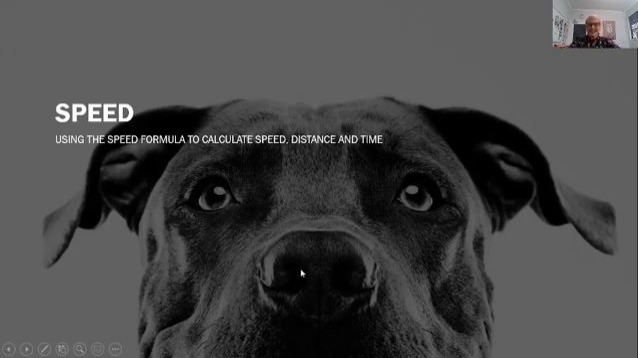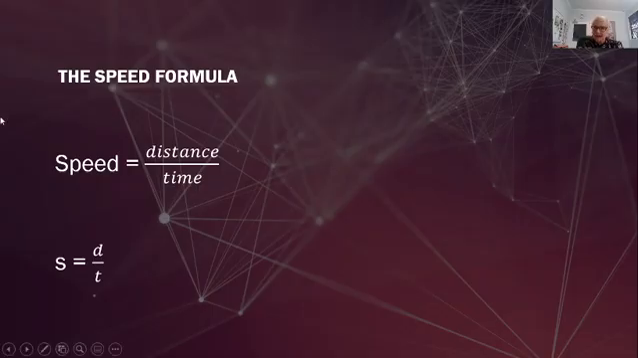Okay, so we had this. So we're looking at speed and using the speed formula to calculate speed, distance, and time. So write this down. Speed formula is speed is equal to your distance divided by your time. So if you put it in a formula, it would be S is equal to D divided by T. Okay, speed is equal to distance over time.